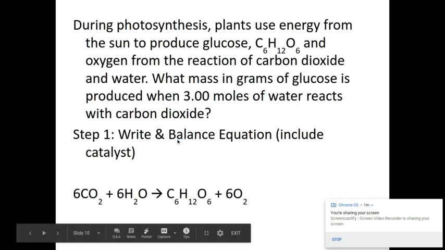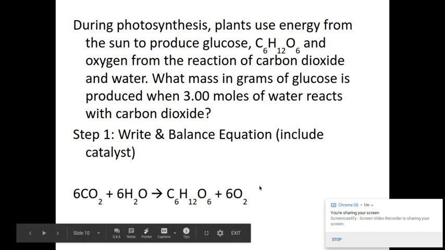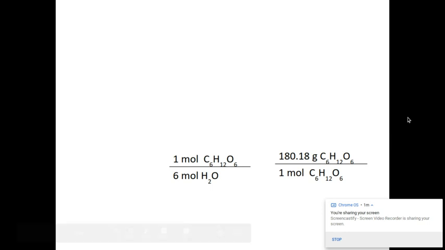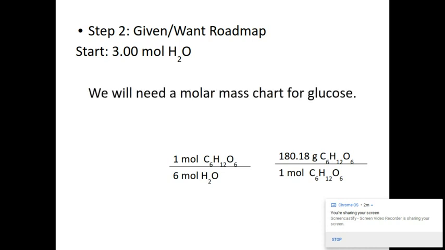The question is, what is the mass in grams of glucose that is produced when 3 moles of water reacts? Well, first we write our balanced equation. That's done. Now let's go through step by step here. First, we need to figure out what we have and then what we want. We are given 3 moles of water, and we need to get our molar mass for glucose.